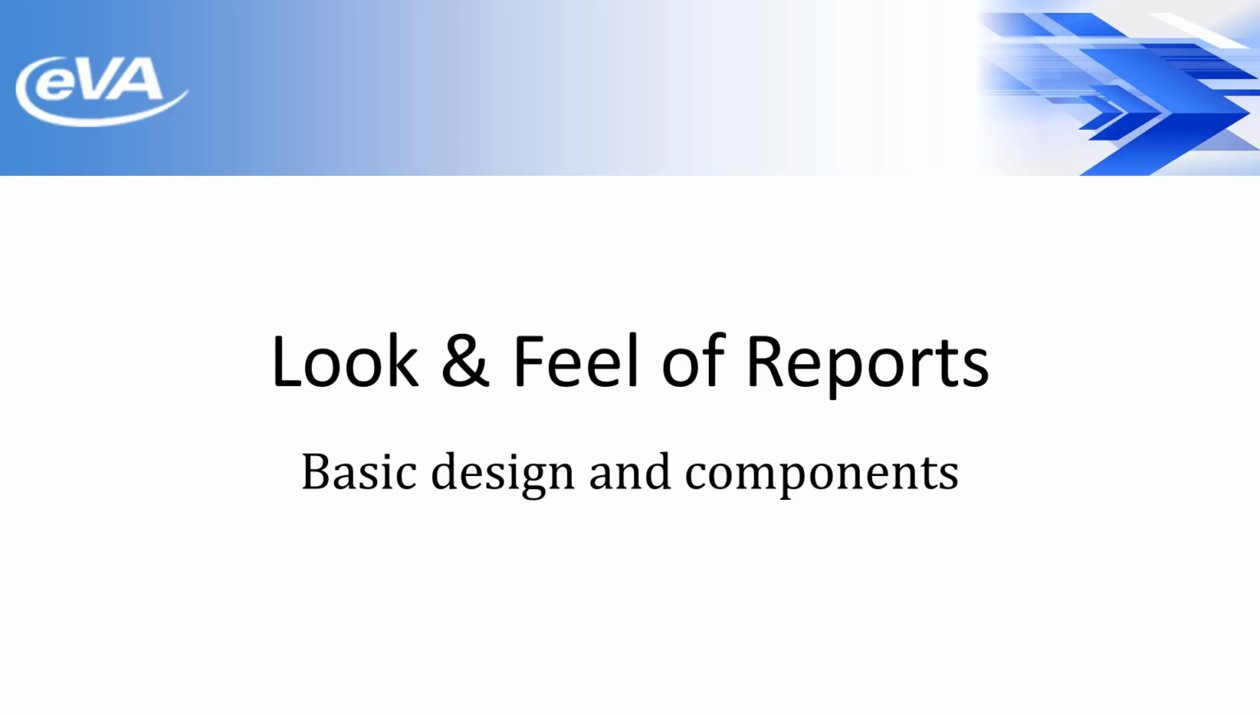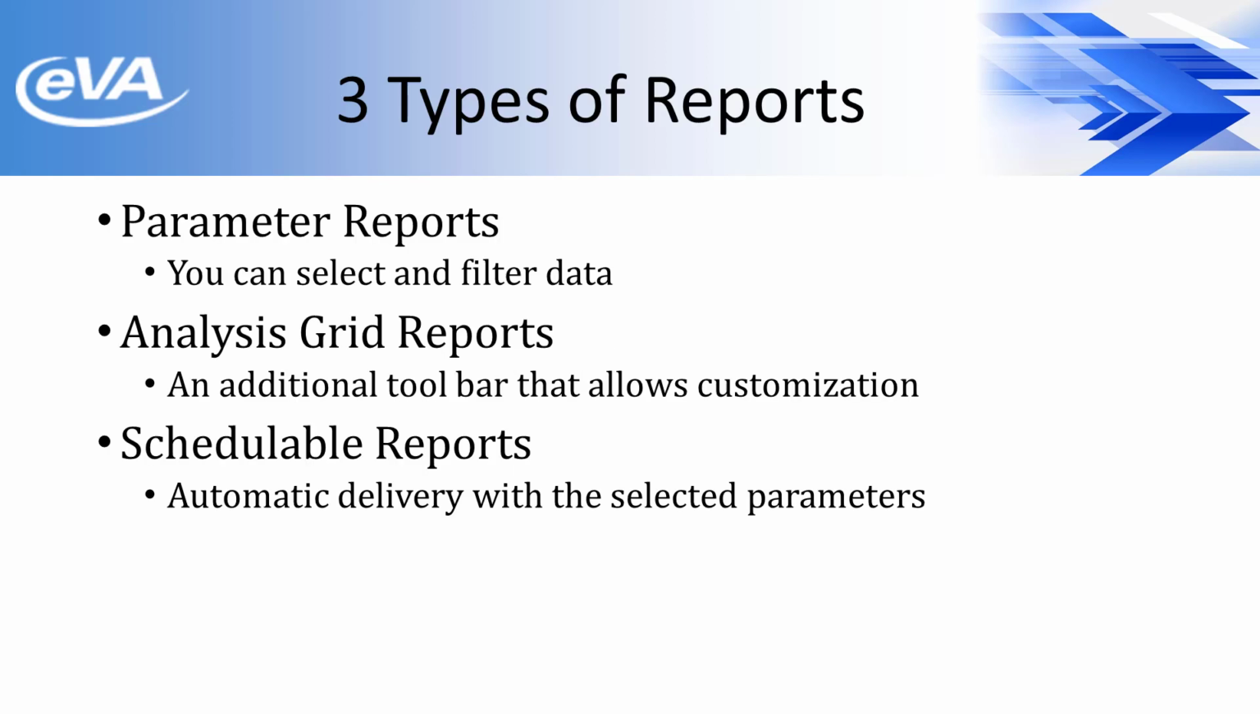We're going to jump in now into the look and feel of reports, and this section is going to cover what you're going to see as far as the design and the components that you're going to find in most of the reports in our Report and Resource Center. Now, we do have 3 different types of reports. These are going to be parameter reports, analysis grid reports, and schedulable reports. And we're going to talk a little bit about each one of these types of reports.